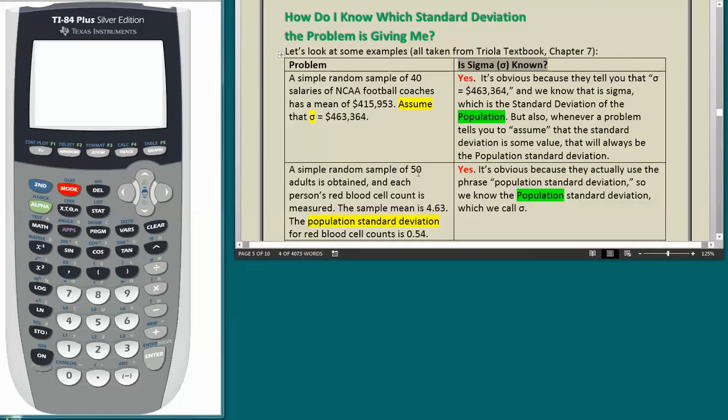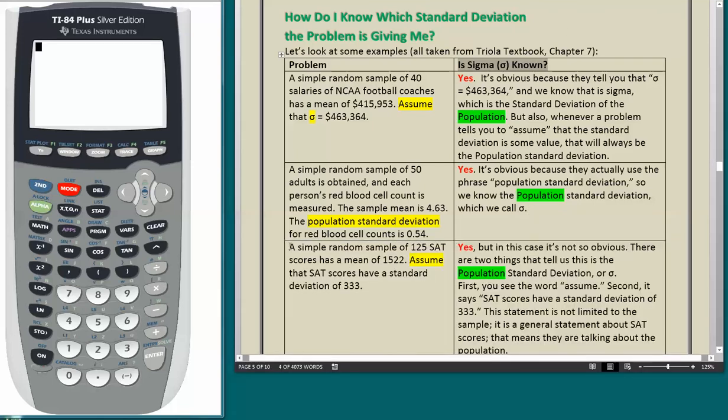Here's another example. A simple random sample of 50 adults is obtained, and each person's red blood cell count is measured. The sample mean is 4.63. The population standard deviation for red blood cell counts is 0.54. Is sigma known? Yes. It's obvious because in this case they actually use the phrase population standard deviation. So we know the population standard deviation, which we call sigma. So sigma is known in this problem.